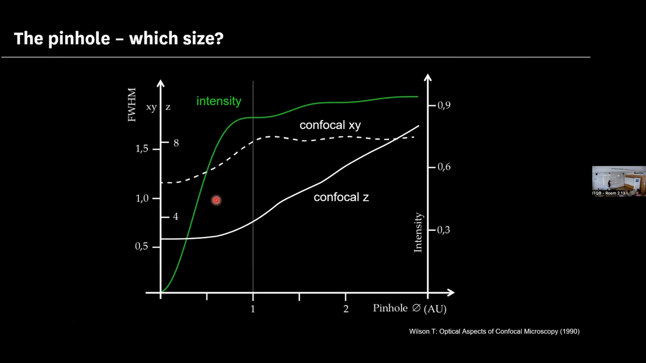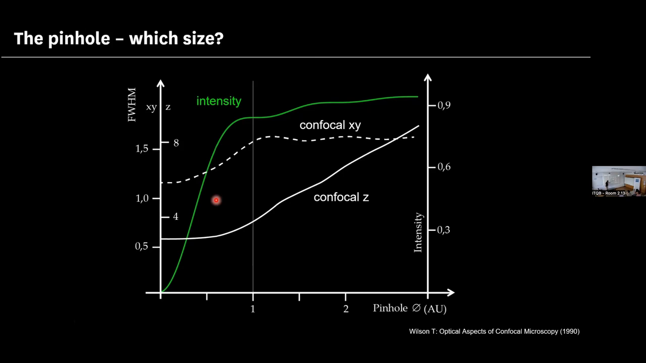So as you close down the pinhole, your slice thickness decreases, you gain resolution in Z. Without really losing a lot of light, if you close it further than one area unit, you gain a little bit more resolution in X, Y, and Z, but the signal starts to decrease a lot. If you close it down to really low values, you almost get no signal at all. Okay, so closing down the pinhole even further than one area unit is a way to increase resolution, but at the expense of intensity of the signal.